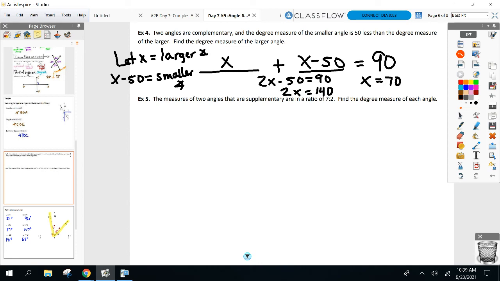And this is why we have you do let statements. What's 70, the smaller or the larger, according to my let statements? Larger. And go back, reread the problem. What was I looking for? Find the degree measure of the larger angle. So there we go. Because we called x the larger, we found x. Done. So 70 is my larger angle. Not looking for the other one. You can go back and plug it in. Not looking for it though.